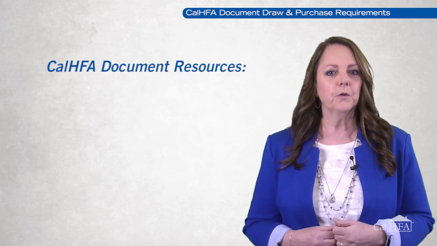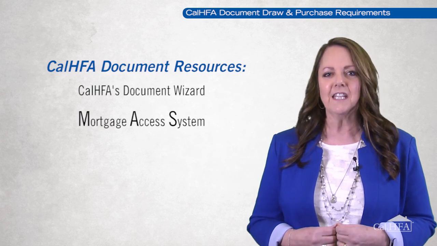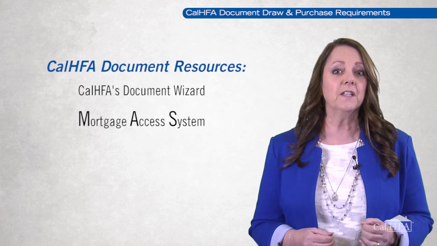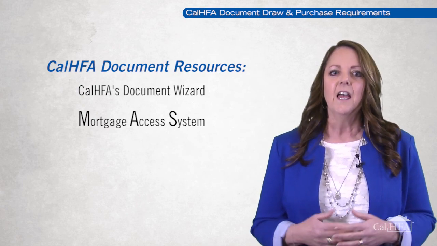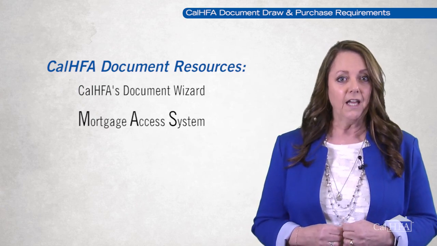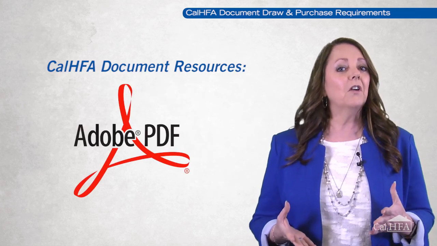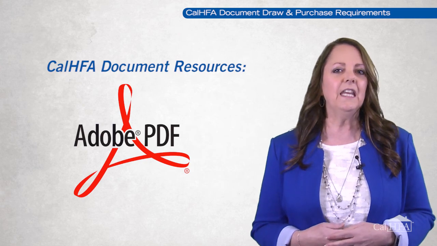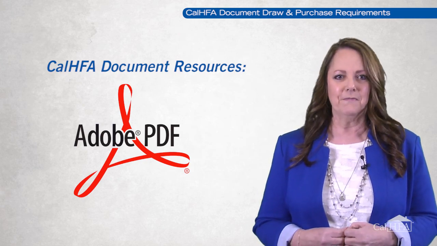CalHFA offers several resources to obtain subordinate closing docs. The best way to guarantee you're using the correct note and deed is to use CalHFA's Doc Wizard in MAS. There is a step-by-step user guide for the Document Wizard on the CalHFA website. You could also use the fillable PDFs of the subordinate loan docs, also available on the website.